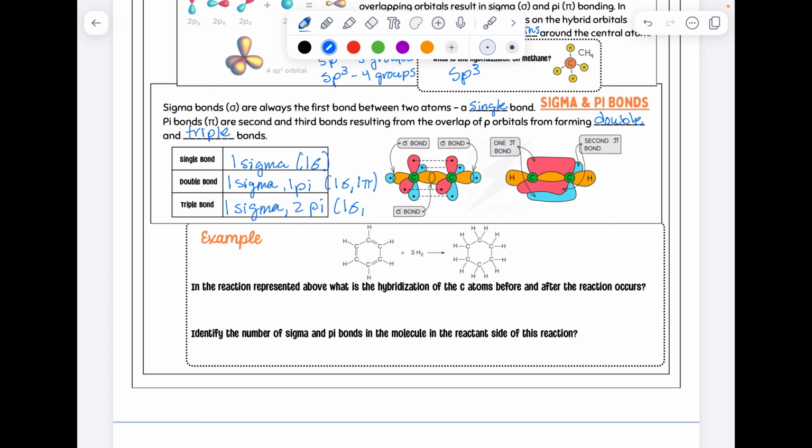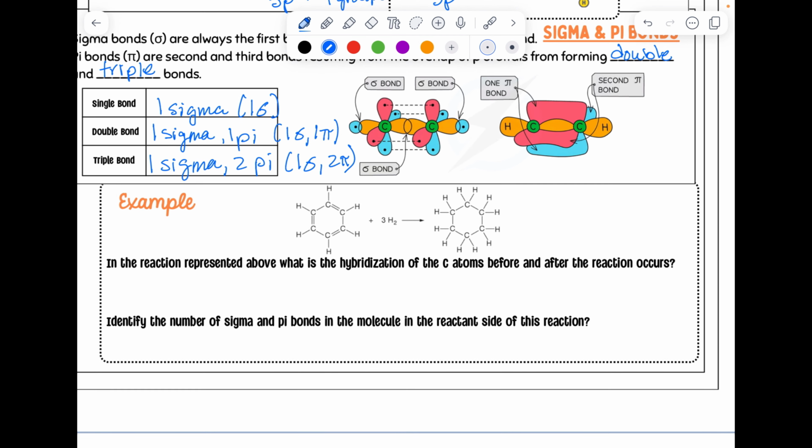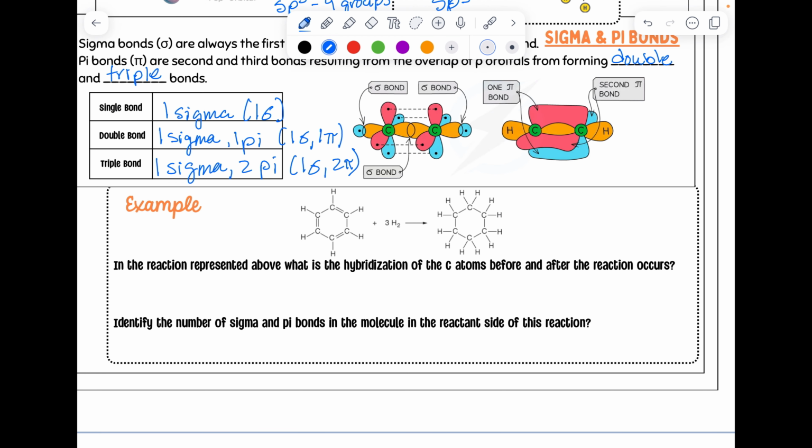And yes, you do need to know that. They will ask you that question. How many sigma, how many pi bonds are in this molecule, okay? So here's an example. In the reaction represented above, what is the hybridization of the C atoms before and after the reaction occurs?